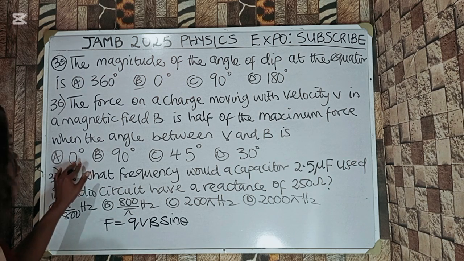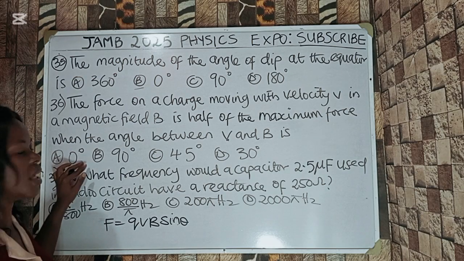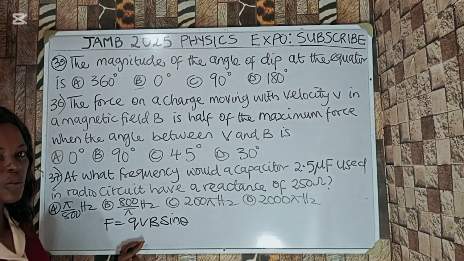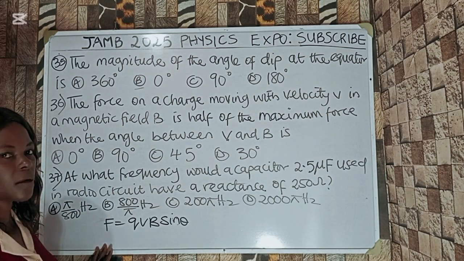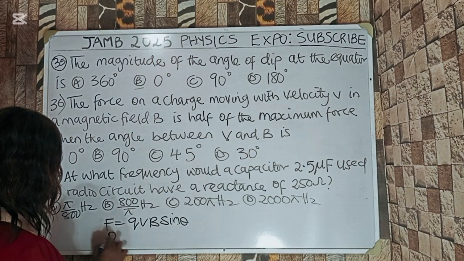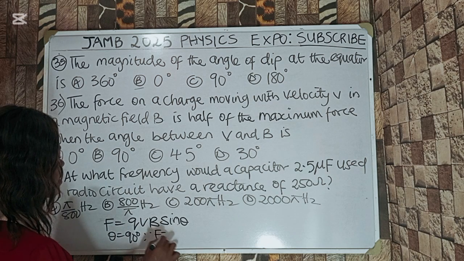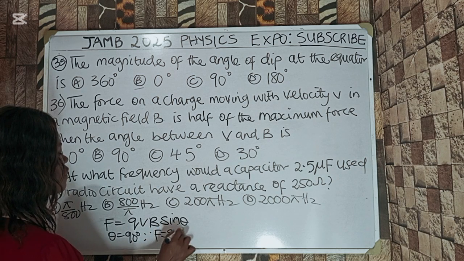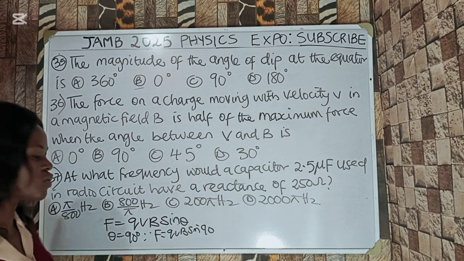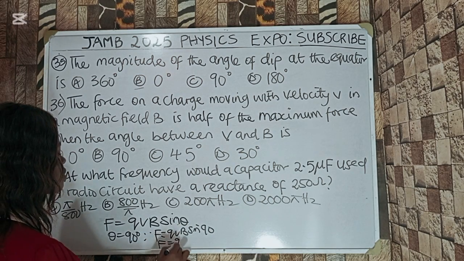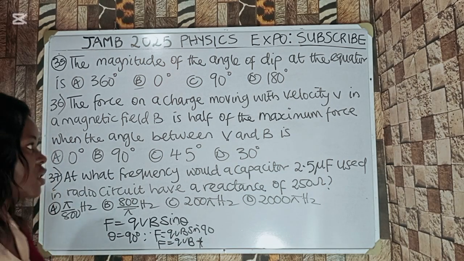If you put this 0 here, everything is going to be 0. Let's try option A. Sine 0 is equal to 0, so everything here becomes 0. But option B, that is when theta is 90. So we have that F is QVB sine 90, but sine 90 is equal to 1. So we now say this is QVB. At this point, maximum force is obtained.